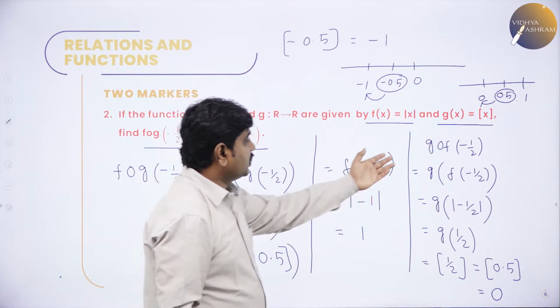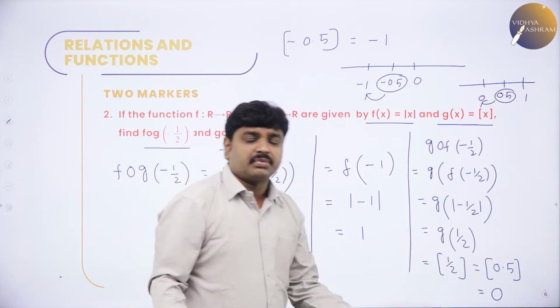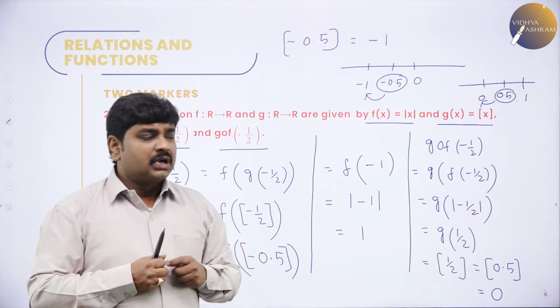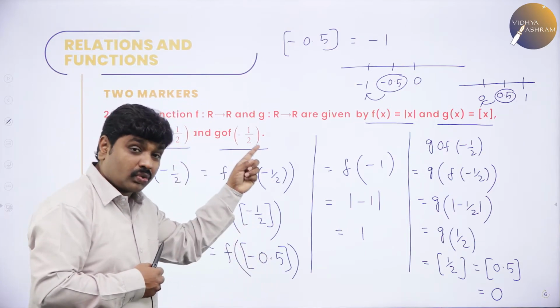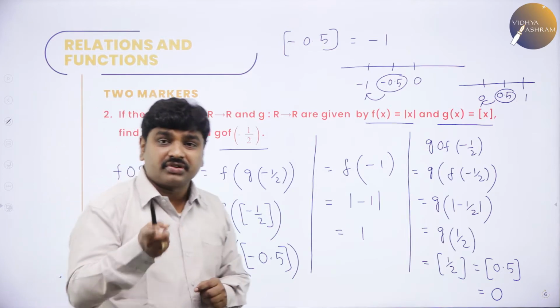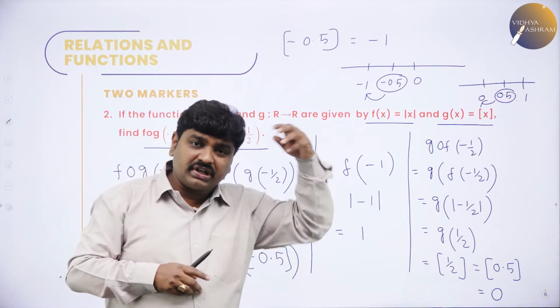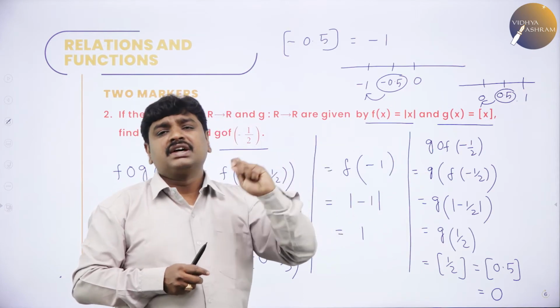So we got g of minus 1 by 2. G of minus 1 by 2 is what? 0. Any doubts? I hope all of you understood. So first you should know what is modulus. Modulus means if it is negative, make it positive. Now you also know greatest integer. Greatest integer function gives you an integer which is near and less than the given decimal.